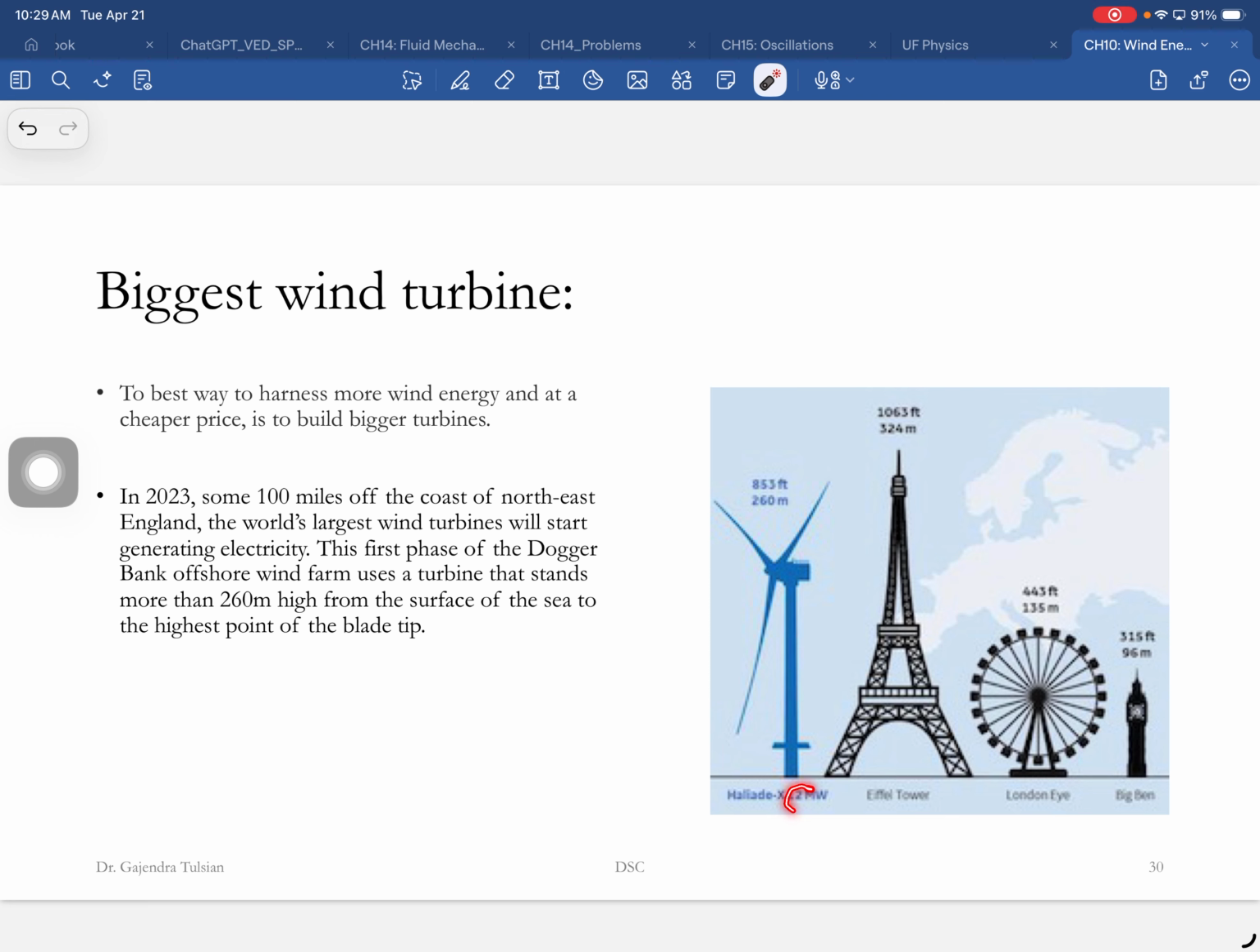So here's a 12 megawatt windmill, and it's almost as big as the Eiffel Tower. The best way to harness more wind energy at the cheapest price is to build bigger turbines. So they've already built this. 100 miles off the coast of northeast England, the world's largest wind turbine will start generating electricity. It's already in function. The first phase of the Dogger Bank offshore wind farm uses a turbine that stands 260 meters high.